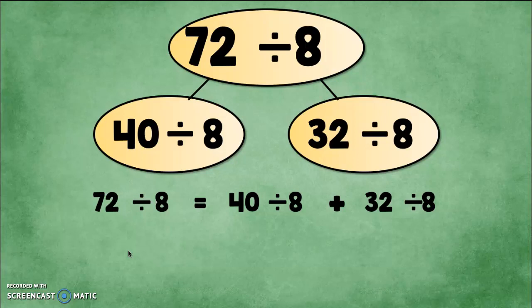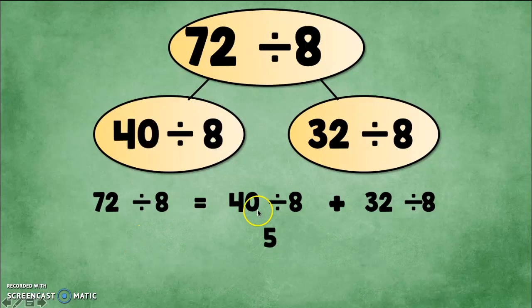Okay, now we just have to use the chunks that we made, or the parts that we made with our distributive property, and find out those answers and then add the answers together. So friends, go ahead and write on your board. What's 40 divided by 8? Write it. Okay, now we're going to add that to 32 divided by 8. What's 32 divided by 8? Write it.